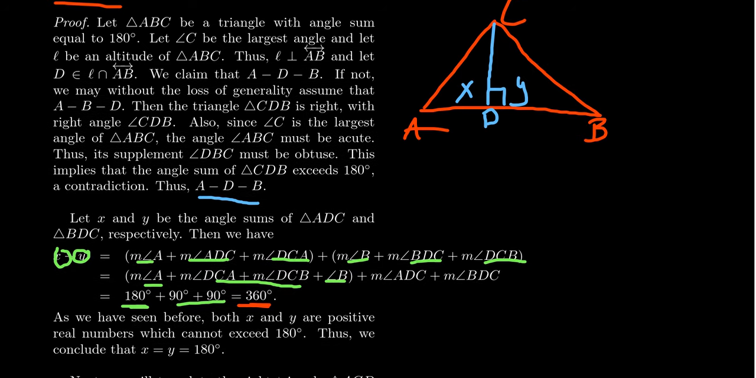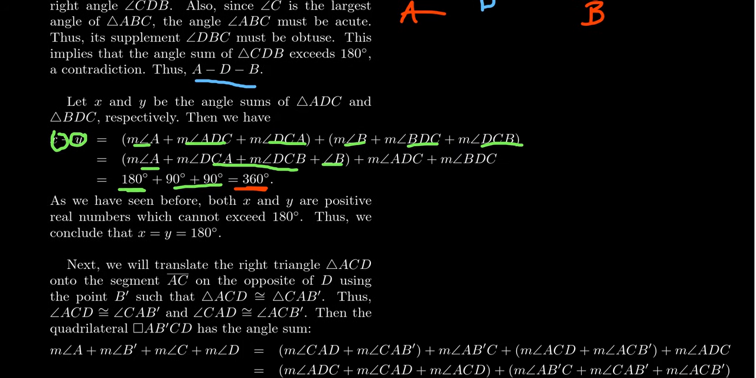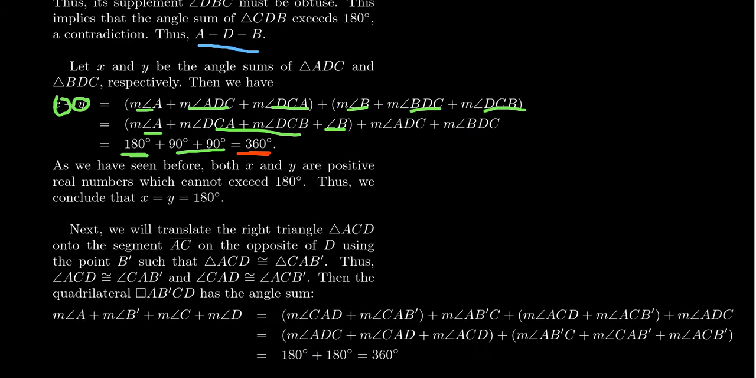But then this puts us in a situation very similar to what we had in the previous argument. If X and Y add up to 360, and they themselves cannot exceed 180, we have to conclude that X and Y both equal 180 degrees. So if we have a triangle with an angle sum of 180, we can construct a right triangle whose angle sum is 180 as well.